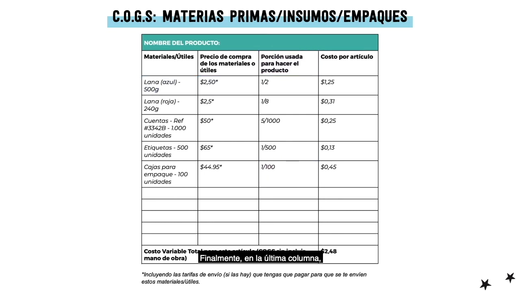Finally, in the last column, we're going to look at the cost per item. So you want to use this column to calculate how much of each supply this product is costing you. For example, for the blue yarn, we paid $250 for the full amount for 500 grams, but we only use half of that in the end product, so the calculation comes up to $1.25.